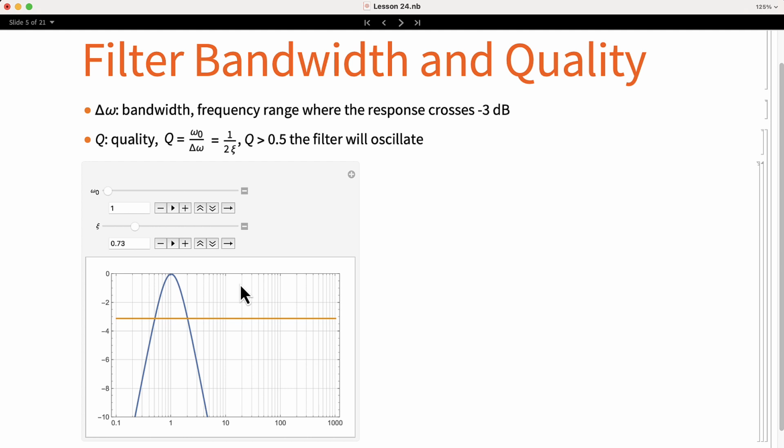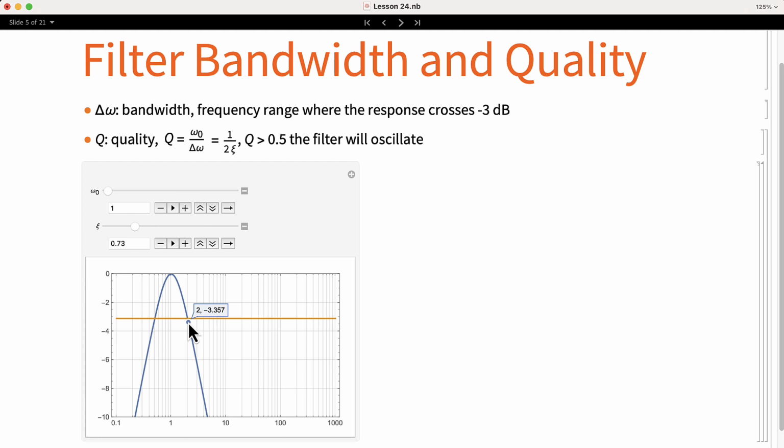If we zoom on the peak, we can see that there are 2 points at which the frequency response crosses the minus 3 dB level marked in orange. Based on those 2 points, we can define the parameter called bandwidth. For example, if we set the damping to 0.73, the line crosses minus 3 dB approximately at 0.5 radians and at 2 radians per second. That will give us a bandwidth of 1.5 radians per second.